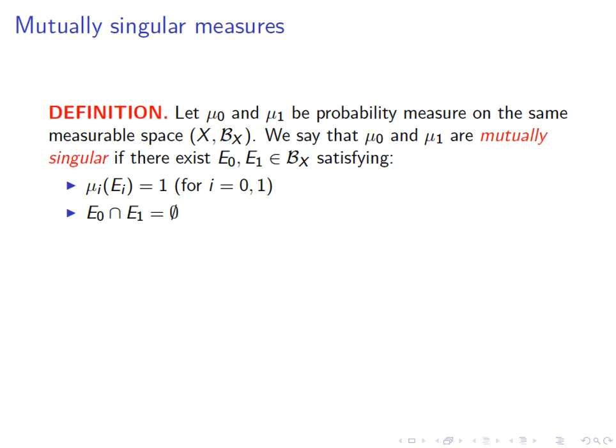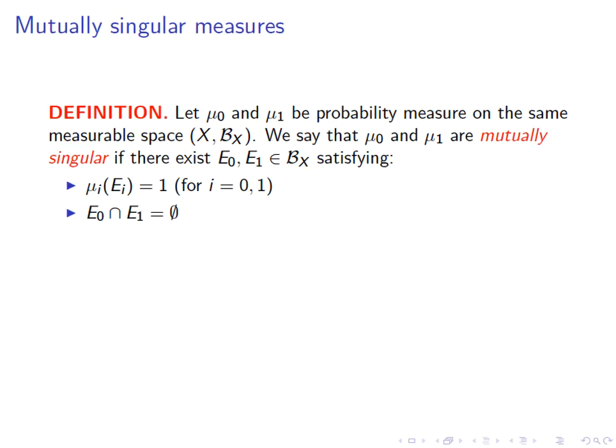So let's talk more generally just about different measures. Suppose mu0 and mu1 are probability measures on the same measurable space (X, B). These two measures are called mutually singular if they have disjoint supports, precisely if there exist two measurable sets E0 and E1, so that the mu0 measure of E0 is 1 and the mu1 measure of E1 is 1, and the intersection of these two sets is empty.